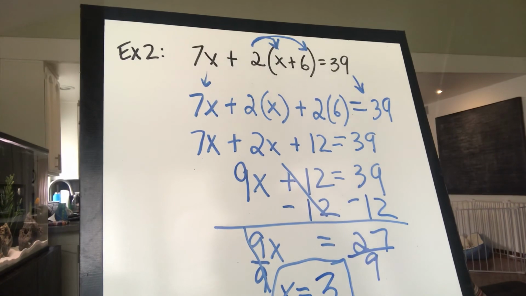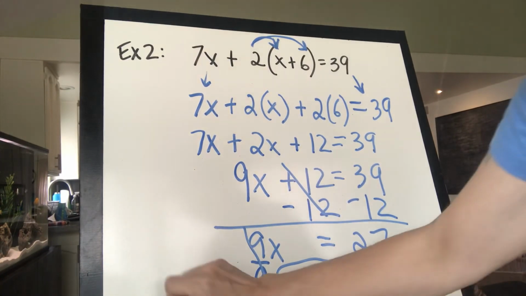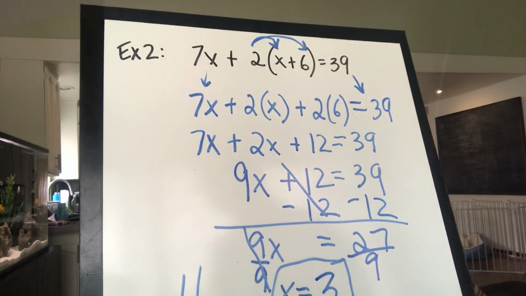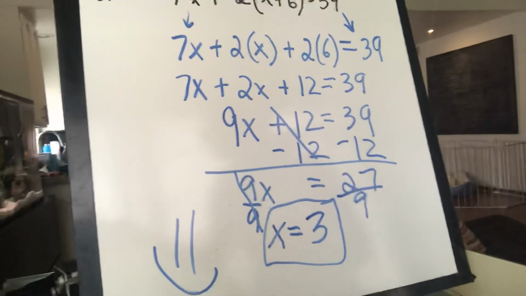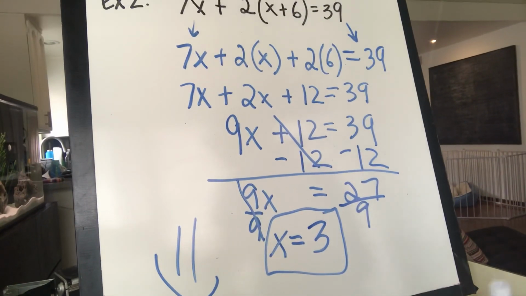That's it. That's how you do multi-step equations with distributive property. If you have any questions about this, please go ahead and replay the video and practice on your own, okay? And then I will be doing another multi-step equations video without distributive property next.